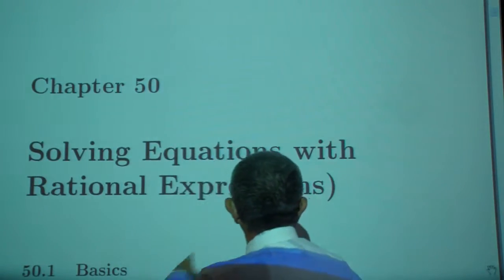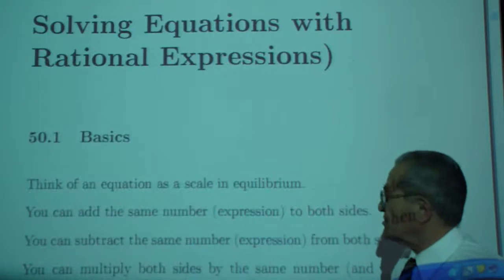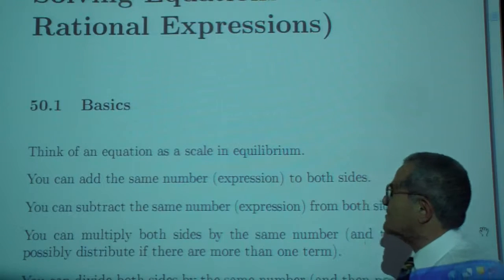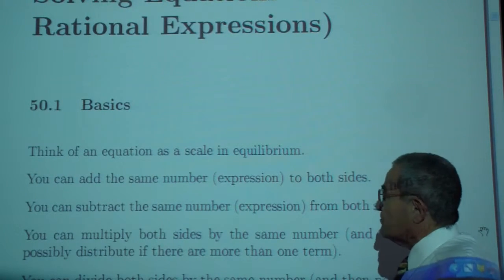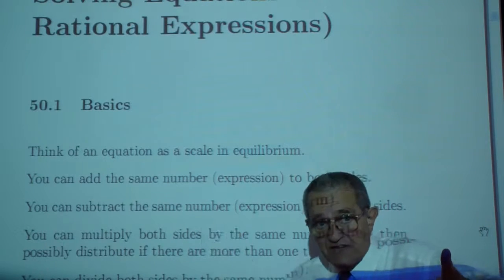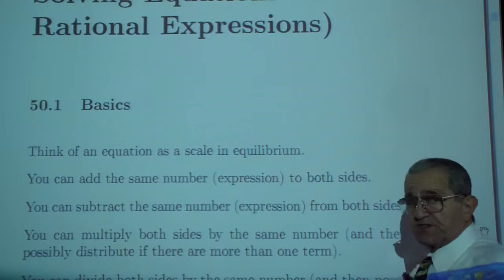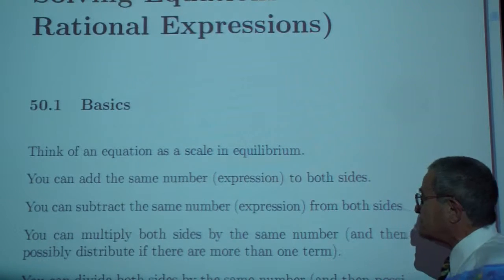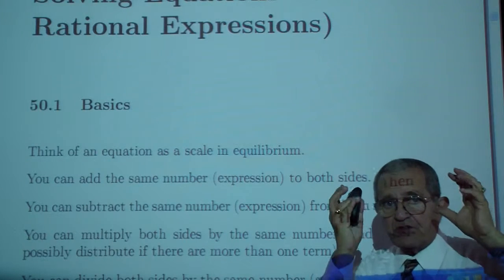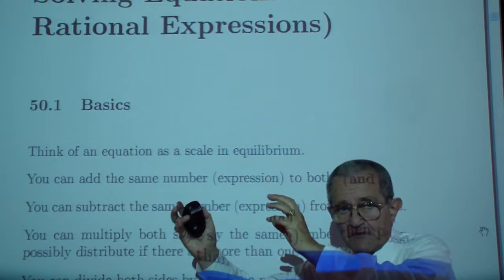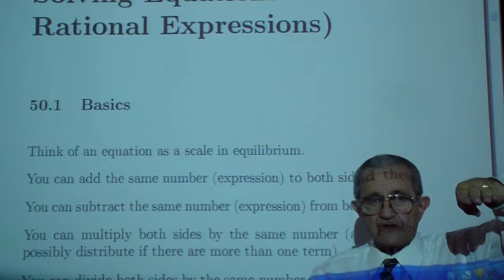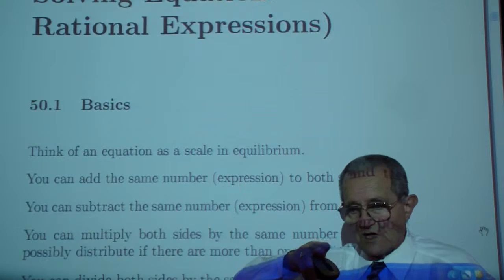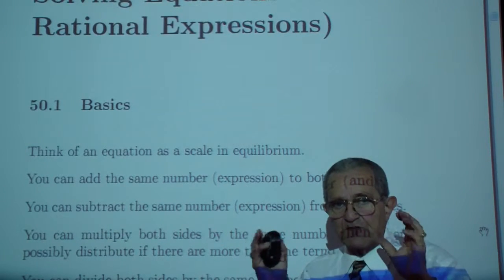Chapter 50, solving equations with rational expressions. Think of an equation as a scale in equilibrium. You can add the same number to both sides, and you can subtract the same quantity from one side if you also subtract it from the other side. You can multiply everything on one side by the same number as you multiply the other side, or you can divide everything on one side of the equal sign by the same quantity on the other side, everything on the other side.